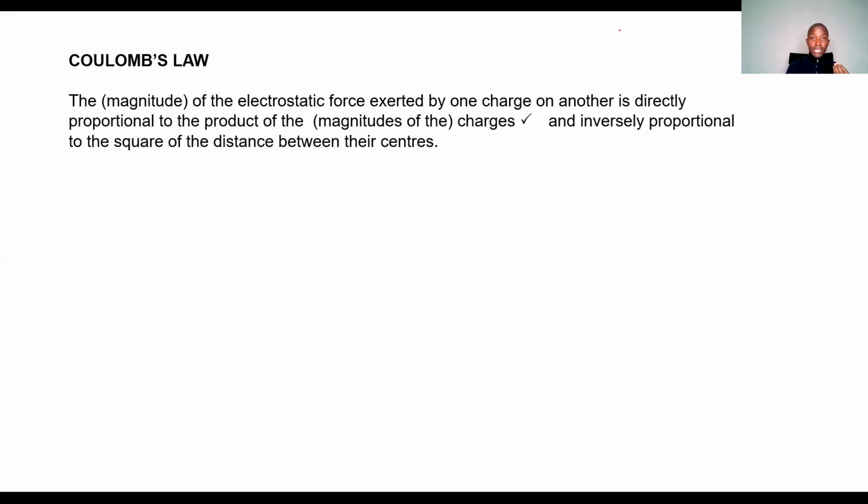You can also write it in terms of an equation where you say F, which is the force of concern, is k, which is Coulomb's constant. Then you say Q1, the charge on object 1, multiplied by Q2, the product Q1 Q2, divided by r squared, which is the distance between their centers.